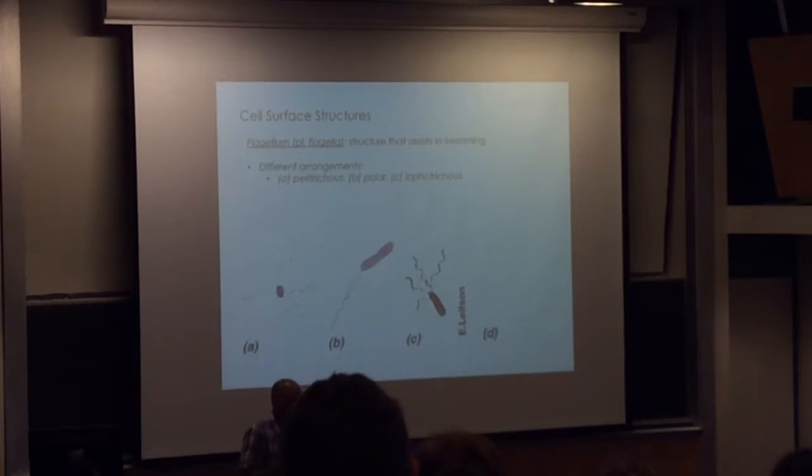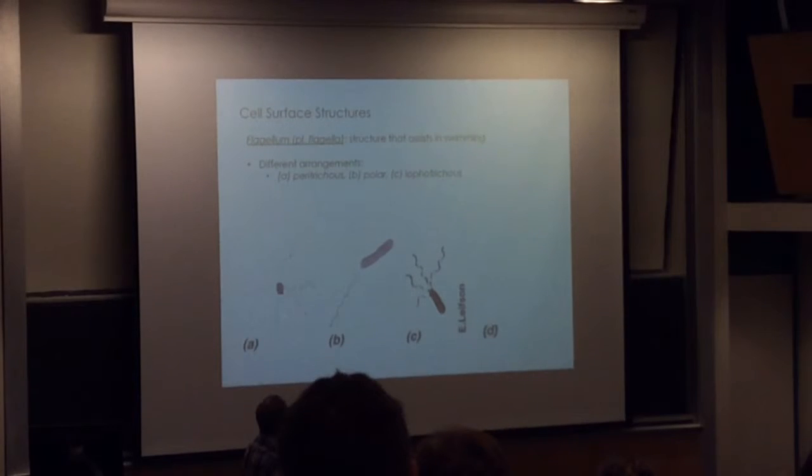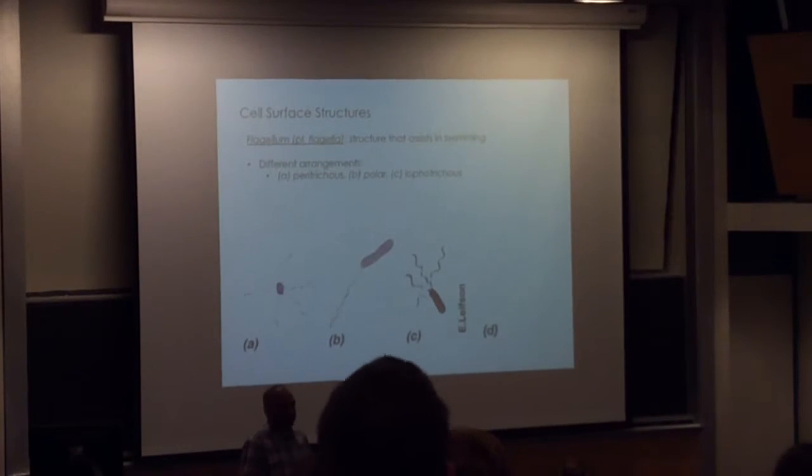Usually you can see the flagella arranged in different ways. Three of the typical ones: this is where you can see flagella all around the body, which is called peritrichous. Sometimes you see one or a number of flagella at one tip. If there's only one at one of the poles, it is called polar. Or in some bacteria you can see a number of flagella on one pole, then it's called lophotrichous.